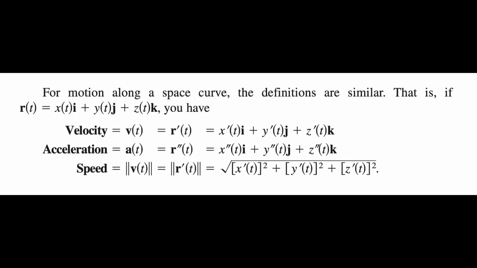If you are calculating the motion along a space curve, which is three-dimensional, it's really simple as well. You just add one more function to it. So the position vector function will be r(t) equals x(t)i plus y(t)j plus z(t)k, and the velocity, acceleration and speed will be found the same way.